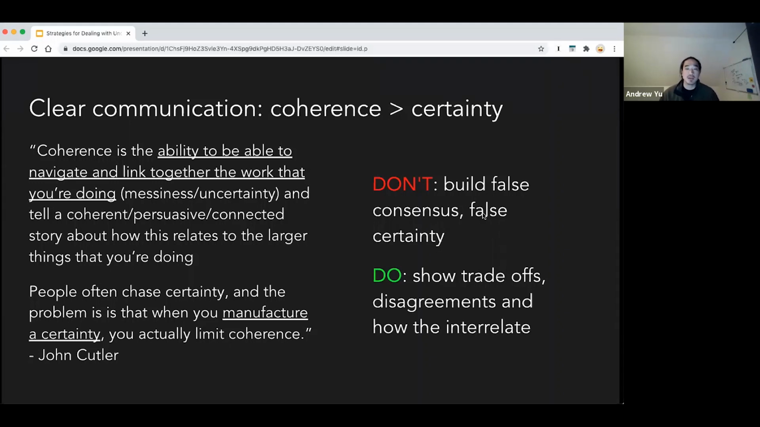So as John Cutler put it, people often chase certainty. And the problem is that when you manufacture certainty, it's basically like trying to put something into bullet form when there's actually a problem. There's not actually a summary to give. There's actually a problem that you need to communicate. When you manufacture this kind of certainty, then you actually limit coherence. So yeah, this is probably the most nuanced and toughest point, in my opinion, about communicating and trying to grapple with uncertainty, is being able to very clearly articulate what is happening, whether good or bad.